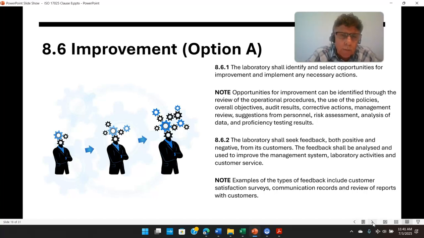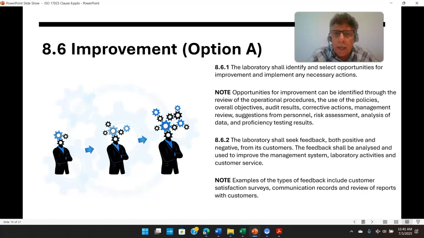Another part of this is 8.6.2, which says the laboratory shall seek feedback, both positive and negative, from its customers. The feedback shall be analyzed and used to improve the management system. Examples of this type of feedback could include customer satisfaction surveys, communication records, and review of reports with the customers. But the idea here is the standard requires that you proactively seek feedback from your customers.